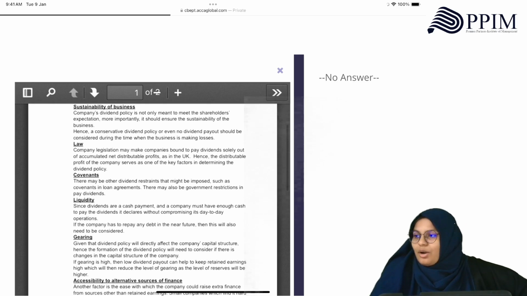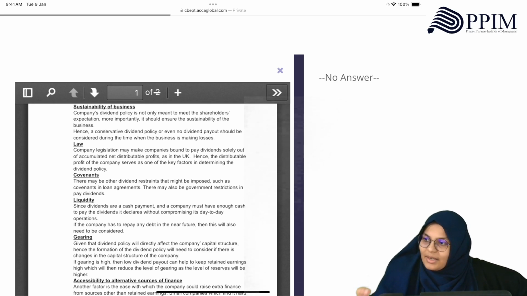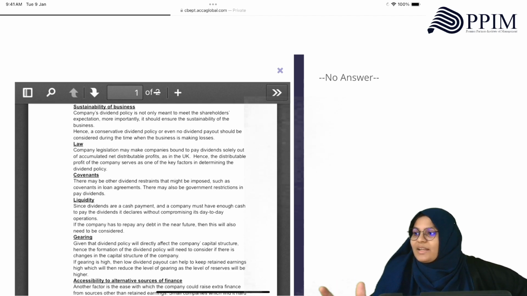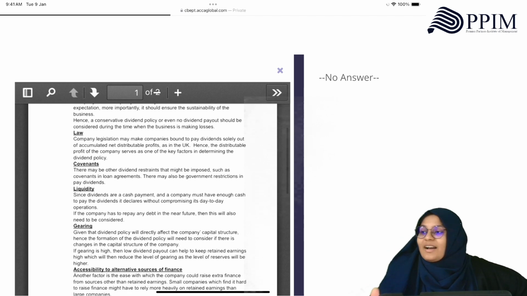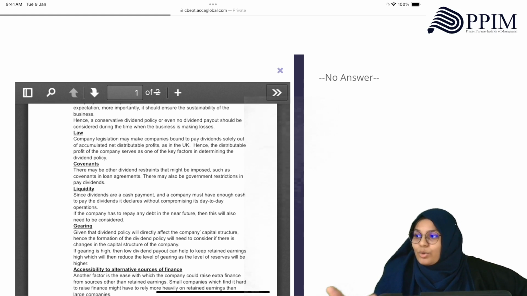Next is law. Sometimes according to your legislation, you might be allowed to pay only a particular amount of dividend. So if there is a legislation like that, that is going to definitely impact the dividend policy. Okay. Third, they are saying covenants. Covenants means if you have bank loans, there might be certain clauses which say you can't pay a dividend more than this percentage. If that's the case, then whether you like it or not, you can't pay more than that.